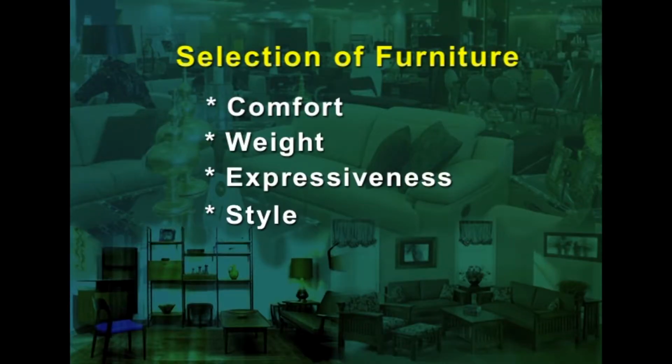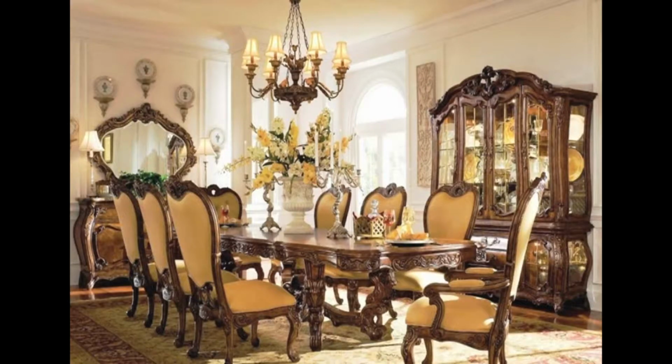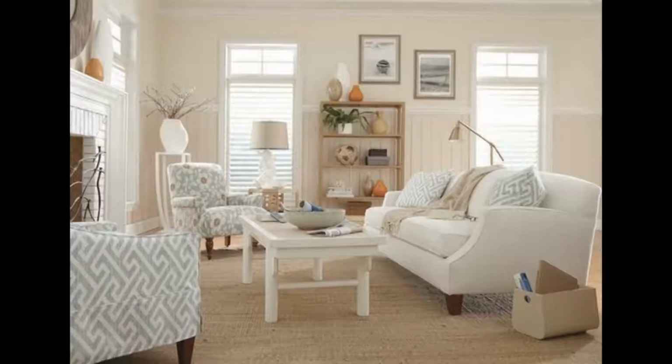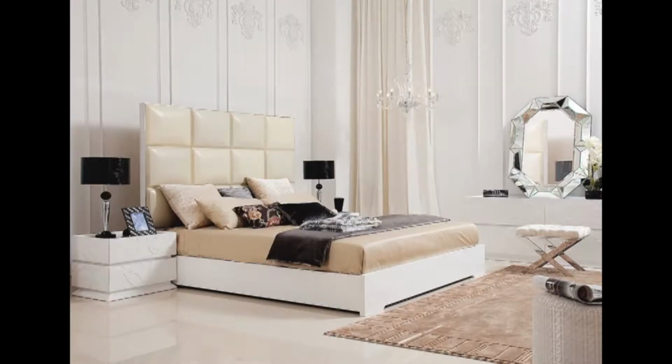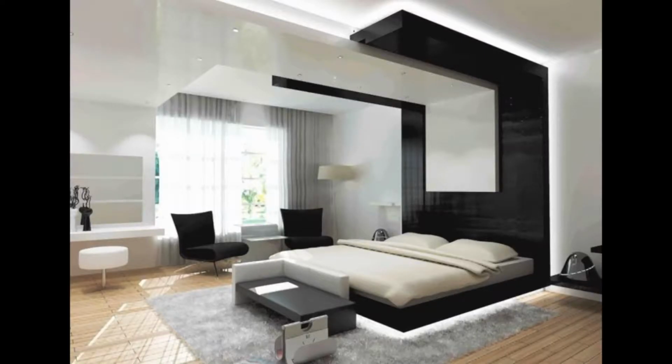Let us now see the style. Style plays a very important role in selecting the furniture. Furniture can be bought as it represents certain style. Style can be further divided into various groups such as antique, period-based, cottage, modern, abstract, etc.